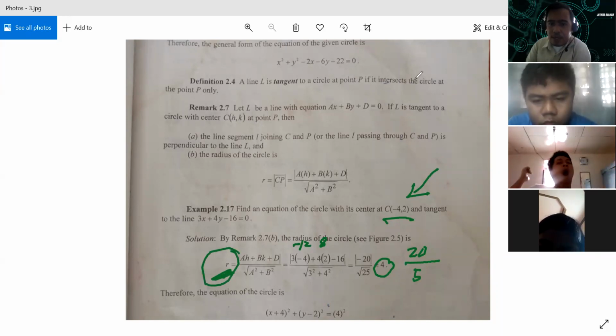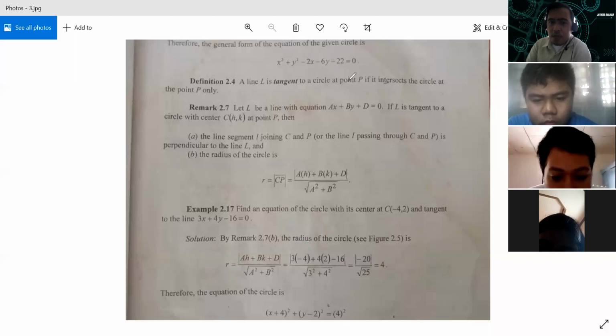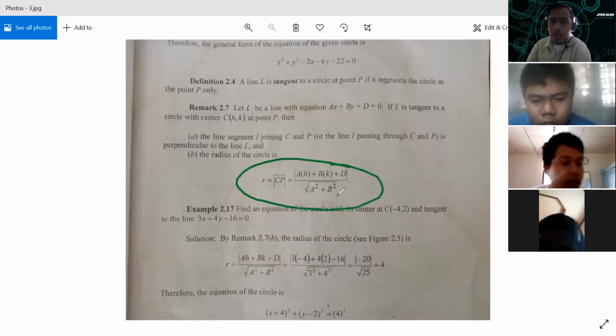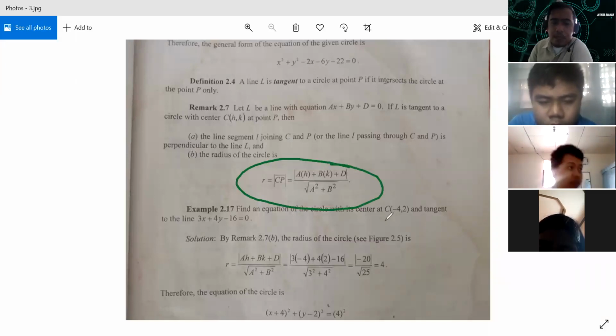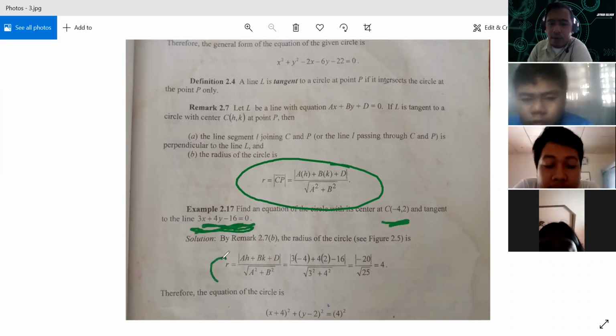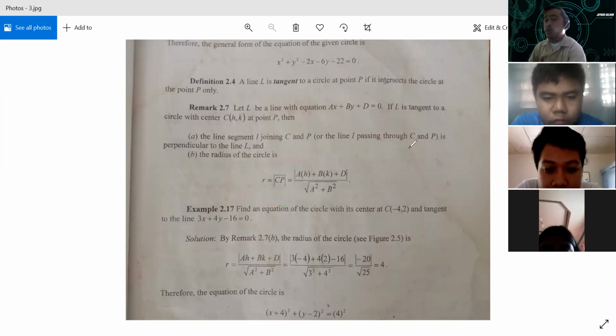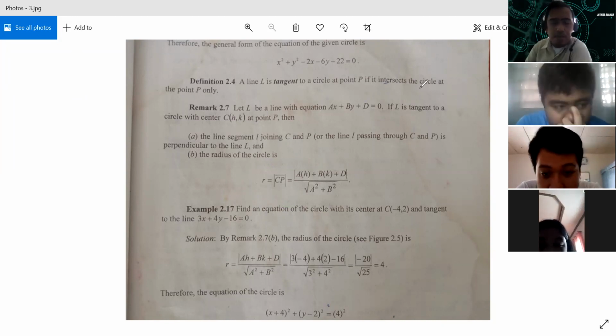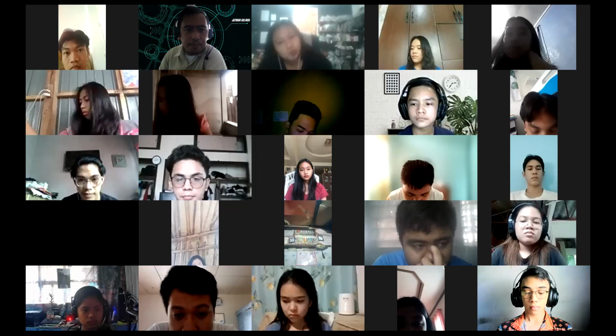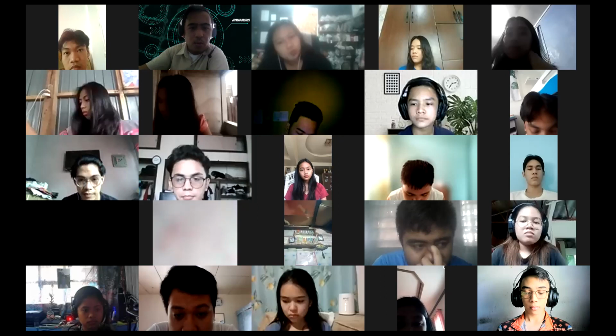So again, it is very important for us to remember this formula. This will be used in finding the radius of your circle if the center is given and the equation of your tangent line is also given. You can find the radius. Okay? And remember, you can only find the equation of your circle if you have the center and radius. Questions so far? Before we proceed, any questions? Any questions, class? I want to hear from you.